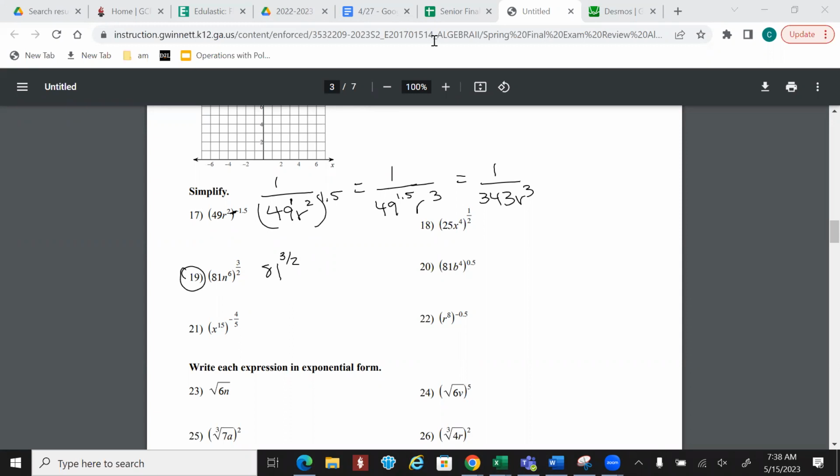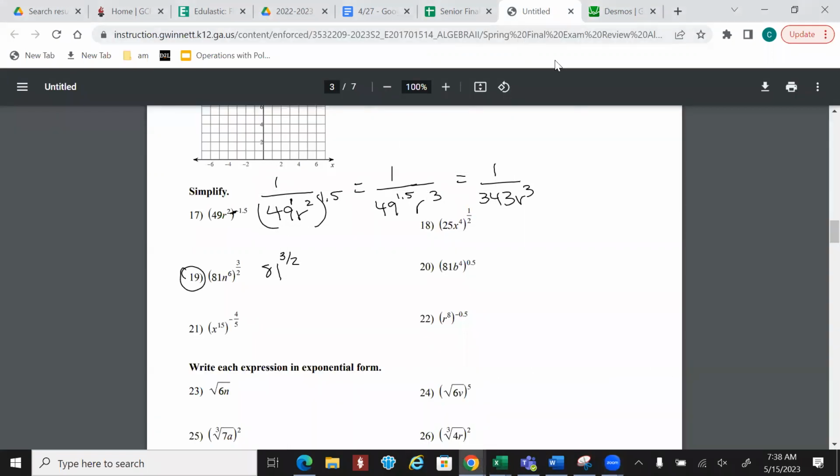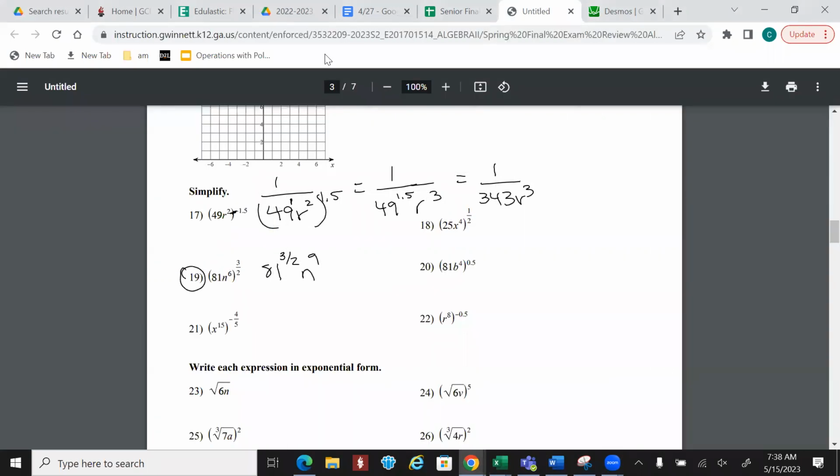Well, if we don't know, we can go into Desmos and we can say 6 times 3/2. And that gives me 9. Okay, so that's going to give me 9. So n to the 9th power. Now let's see if 81 raised to the 3/2 will simplify. So we go into Desmos, we type 81 raised to the 3/2, and that gives us 729. So we get 729 n to the 9th.